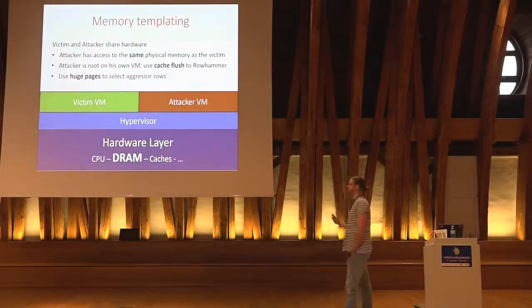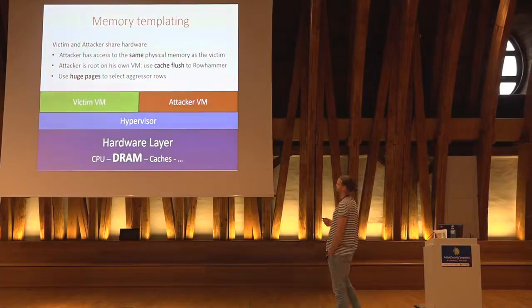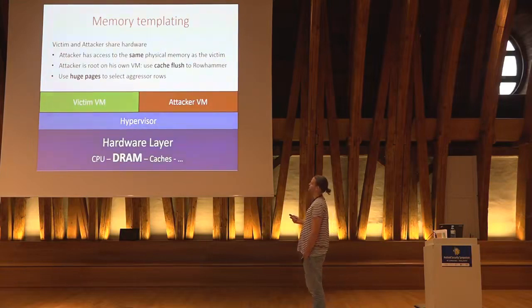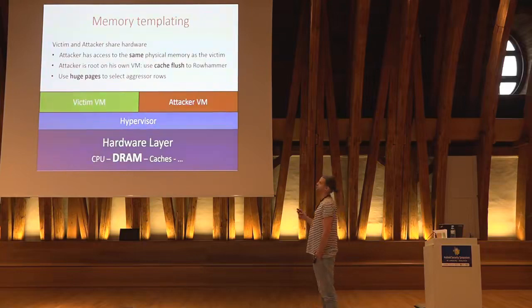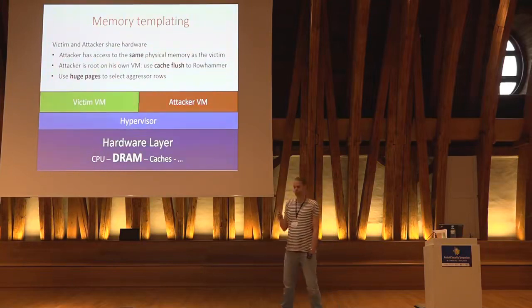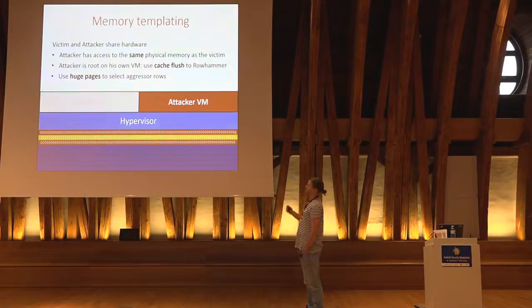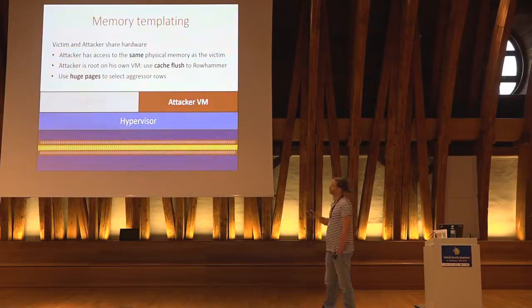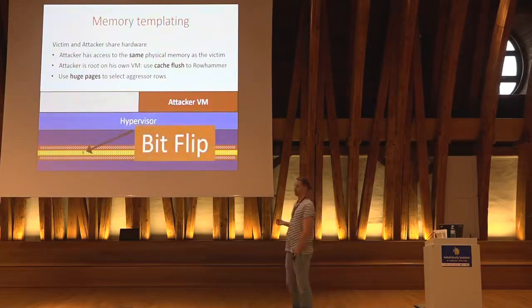First step of the attack, memory templating. This is relatively easy for the attacker. You have the victim and the attacker sharing the same hardware. The attacker, of course, has root, so he can do a lot of interesting things already. This was x86, so he will use the explicit cache flush instruction to make sure he can actually do Rowhammer. And then he will be able to allocate huge pages, so get physically contiguous memory, to select the aggressor rows to do double-sided Rowhammer. So the attacker allocates a lot of memory, and then starts reading from the zeros here until at some point he finds that, hey, here is a bit flip.